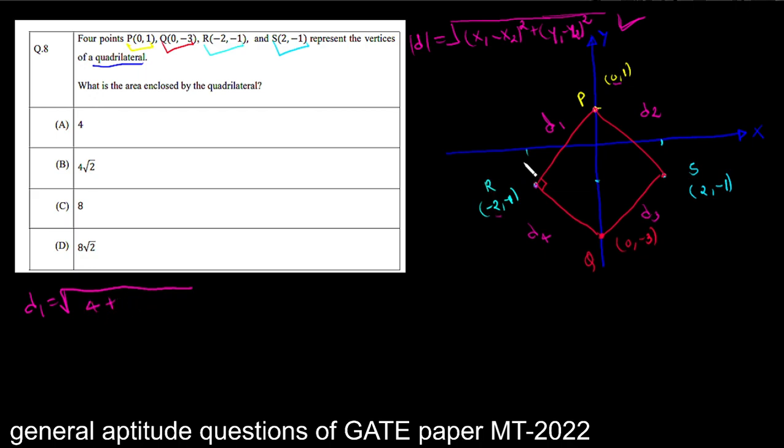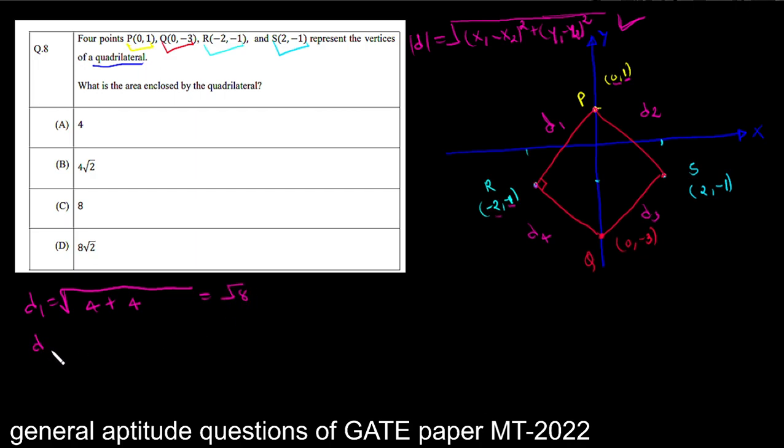And plus we have to again add the square of the difference of y coordinate. Here the y coordinate is 1 and here it is negative 1. So again 1 minus negative 1, so it will again give plus 2, and the square of 2 is again 4. So you can say d1 is nothing but simply square root of 8.